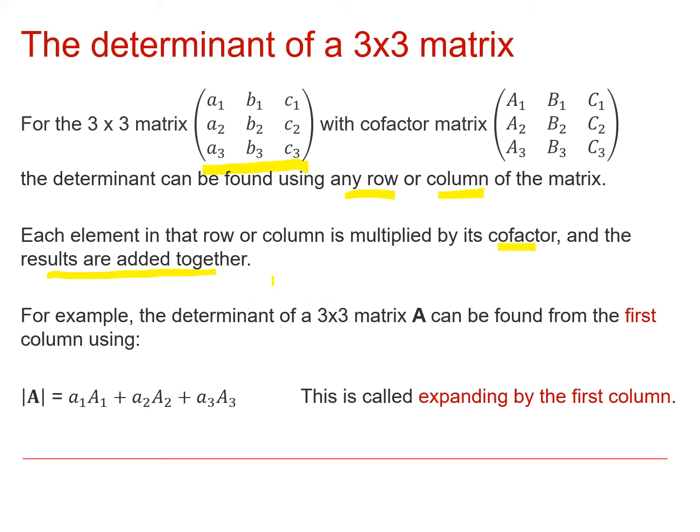So if we were to use the first column, that's this lot here, I would have A1 times its cofactor, so that would be this times this, A2 times its cofactor, so that would be these two, and A3 times its cofactor, and then add them together. And this is called expanding by the first column. I've used the first column elements and their cofactors.